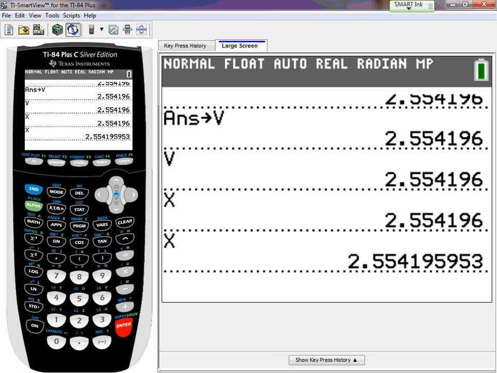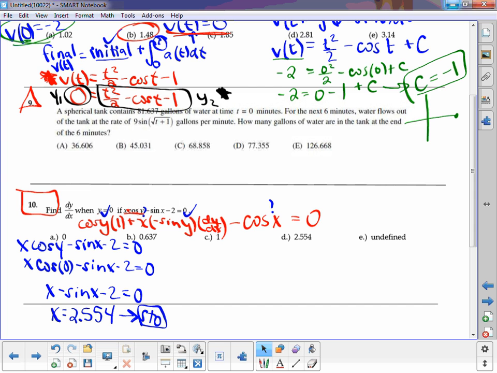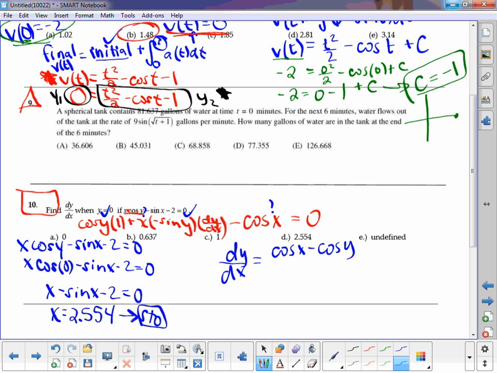All right, so that is the x value that I'm using within my equation here. Now we want to know dy/dx. You could go ahead and substitute in and then solve for dy/dx. I'm going to go ahead and solve for dy/dx in this first place. So I would first add my cosine x and subtract my cosine y, and then I would end up dividing by this piece here.